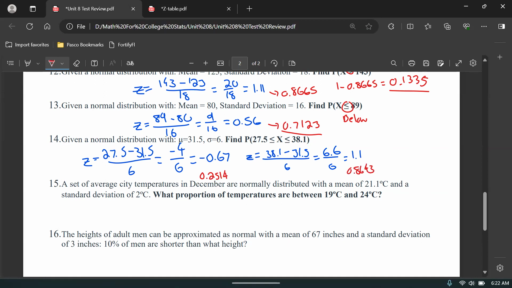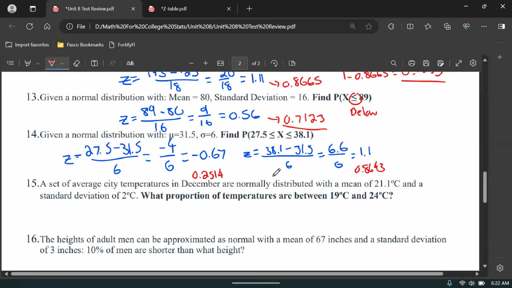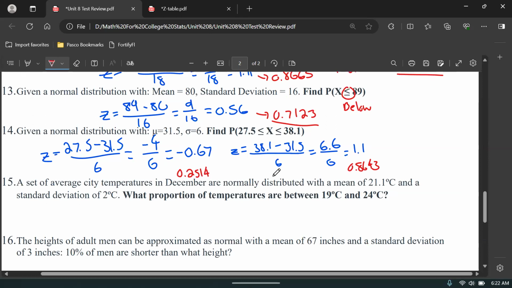And so because we're finding the area in between these, we subtract these from each other to find the difference between them. So obviously, again, always take the bigger one minus the smaller one. So 0.8643 minus 0.2514. And what do we get? We get 0.6129 as our area in between.